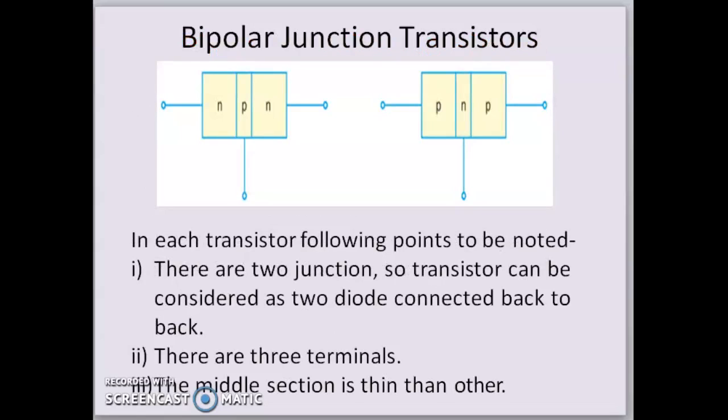Now, here you can see in each transistor, the following points are to be noted. From the layer diagram, there are two junctions. So, a transistor can be considered as two diodes connected back to back. From the layer diagram, it is also clear that there are three terminals. The middle one is thin as compared to the others.